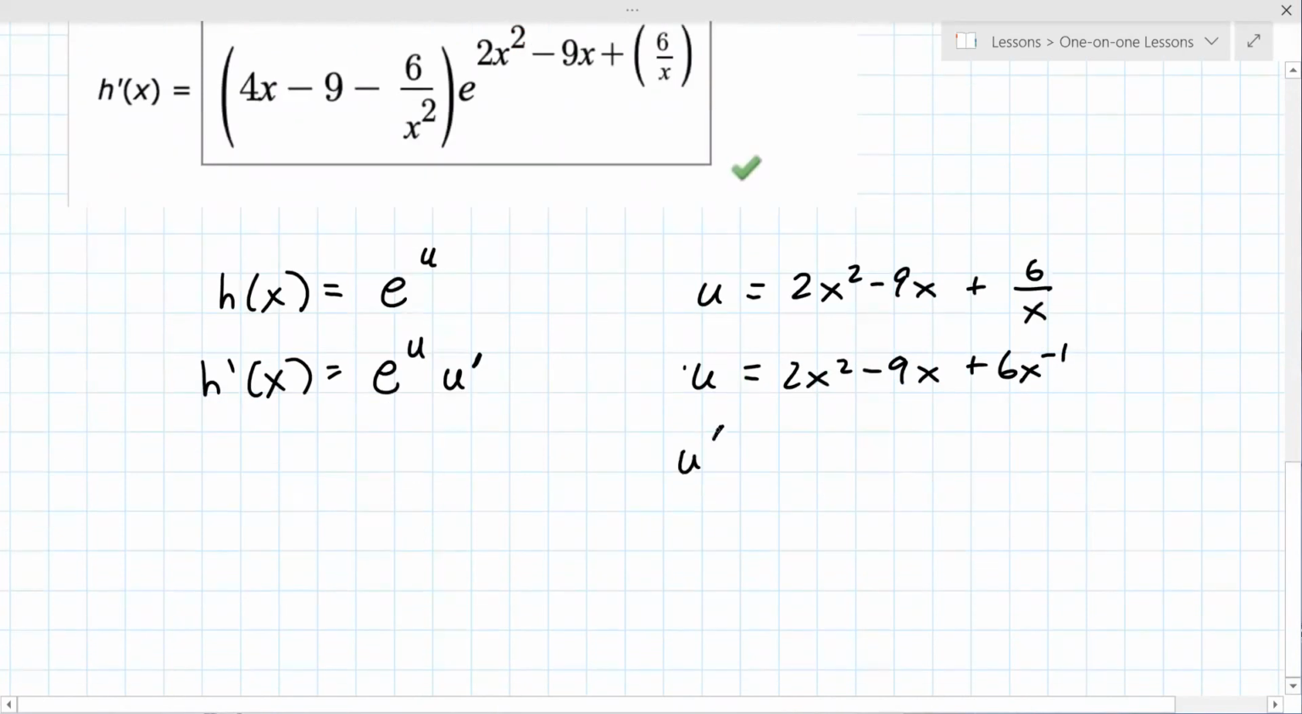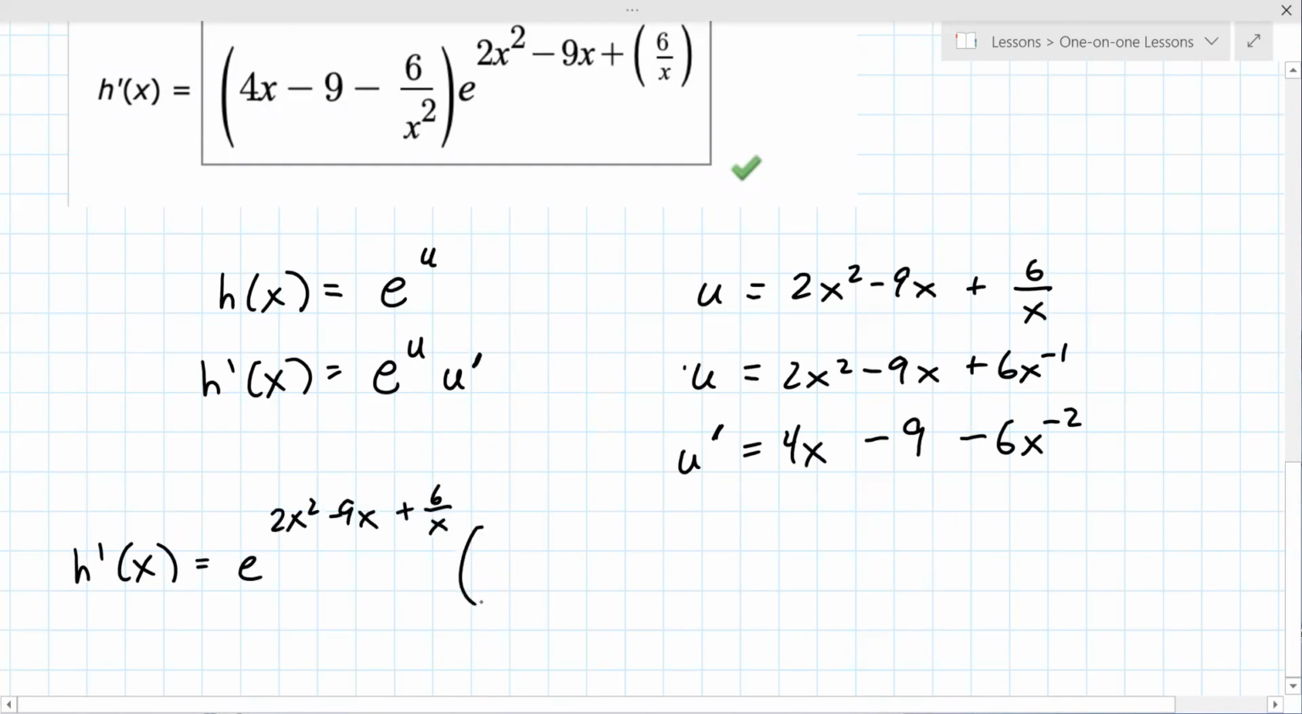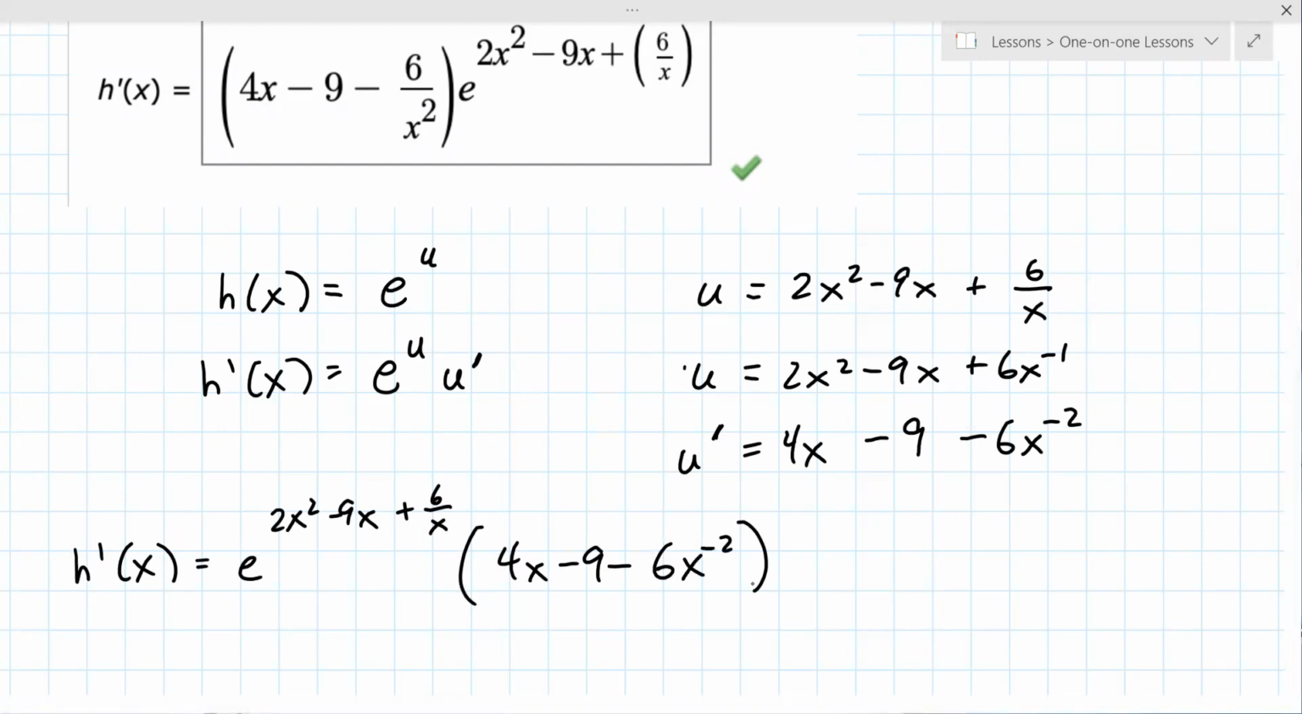So u prime, come over here to the right. That's 4x to the first power. Great. Minus 9. Okay. This minus 1 comes in front, so minus 6x to the minus 2 power. And now it's just a matter of substituting in. h prime of x equals e to the u, that's all of that stuff up there, times u prime: 4x minus 9 minus 6x to the minus 2. WebAssign will accept a lot of variations in the way it's entered.